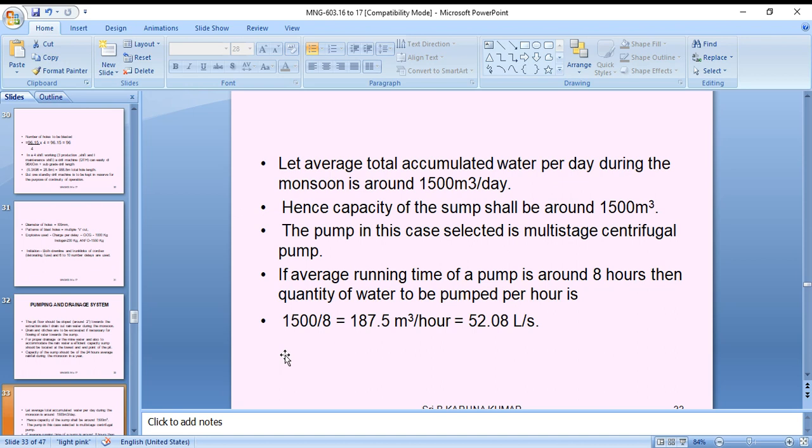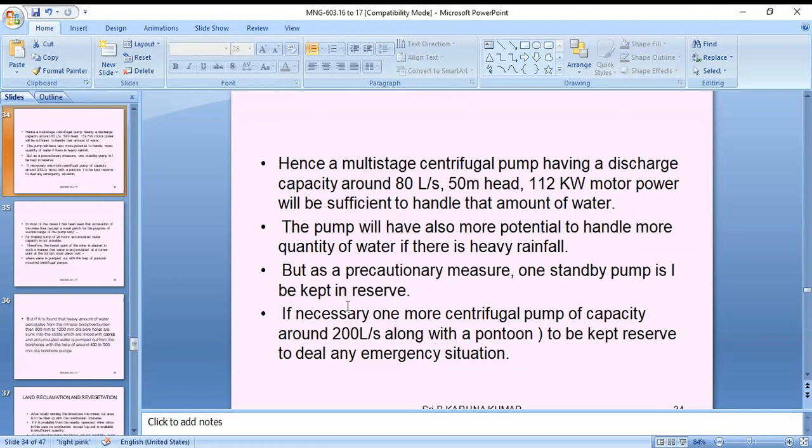Also, the pumping capacity required depends on the water nature of the particular site. Hence, a multi-stage centrifugal pump having a discharge capacity of around 80 liters per second at 50 meter head and 112 kilowatt motor power will be sufficient to handle that amount of water. The pump should also have more potential to handle a larger quantity of water if there is heavy rainfall.